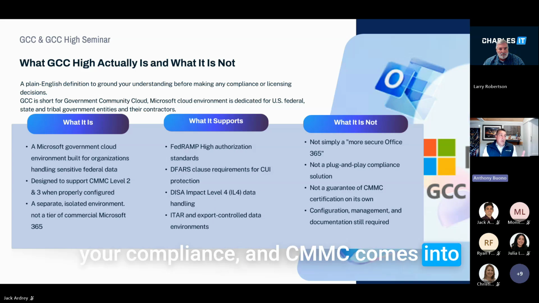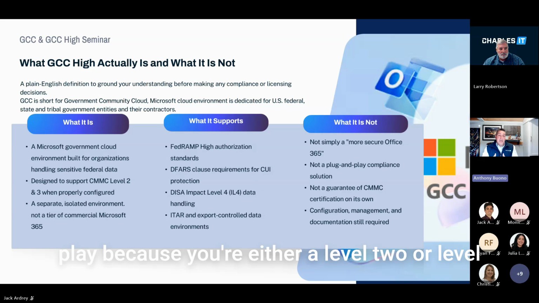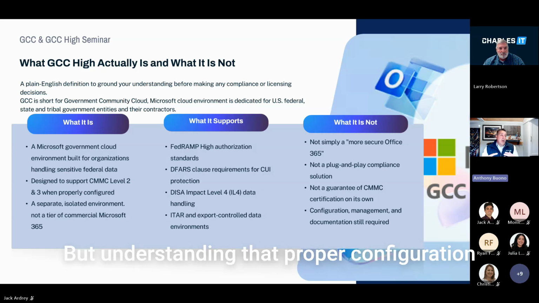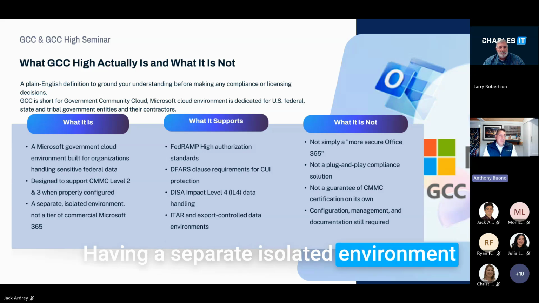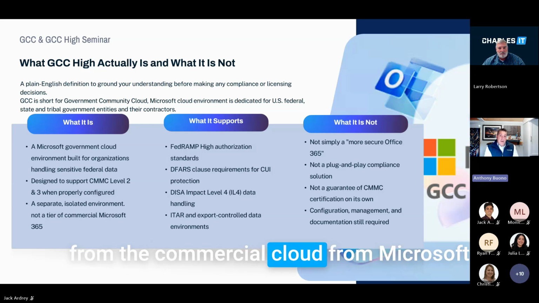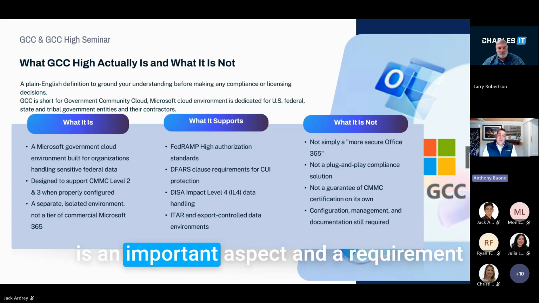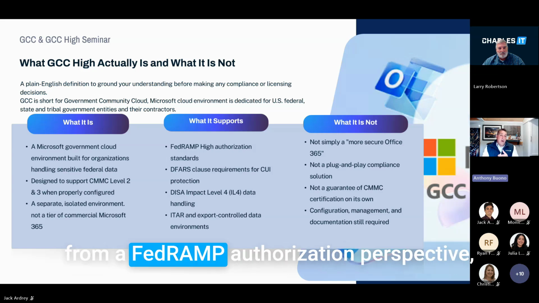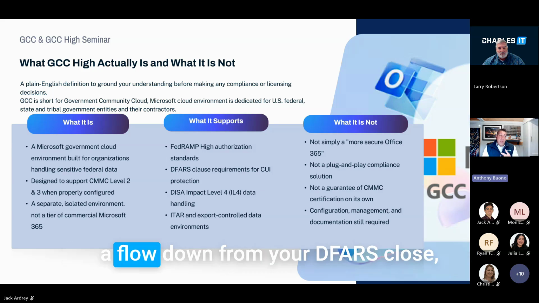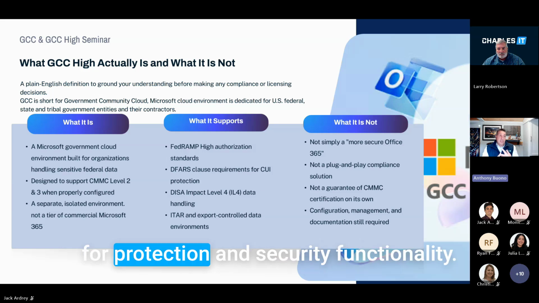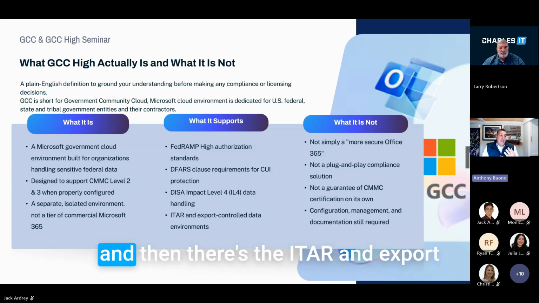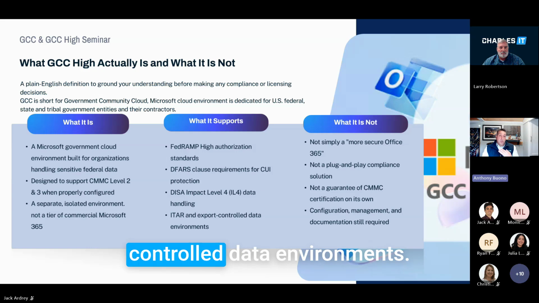And CMMC comes into play because you are either level 2 or level 3, depending on whether you're a prime or a sub, but you need to understand the proper configuration for the security architecture of those licenses. Having a separate isolated environment from the commercial cloud from Microsoft is an important aspect and a requirement from a FedRAMP authorization perspective, a flow down from your DFARS clauses within your CUI parameters for protection and security functionality. There's a DISA impact to it as well. And then there's the ITAR and export controlled data environments.